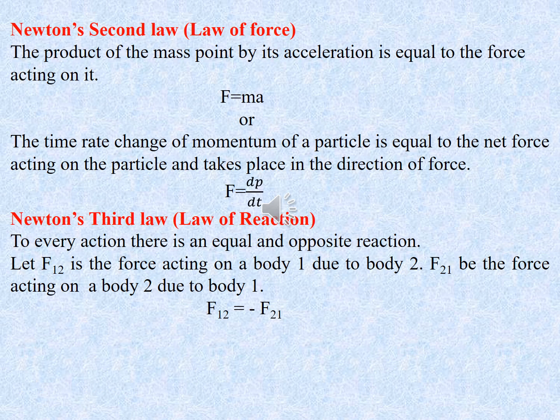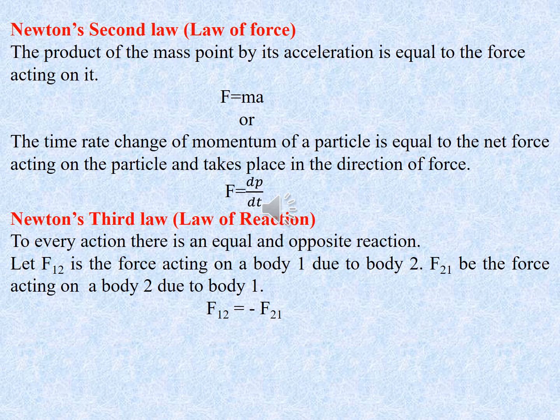Newton's second law: the time rate of change of momentum of a particle is equal to the net force acting on the particle and it takes place in the direction of the applied force. F is equal to dp by dt. Our second definition: the applied force is directly proportional to the product of the mass and acceleration of a given body. That is, F is equal to ma.